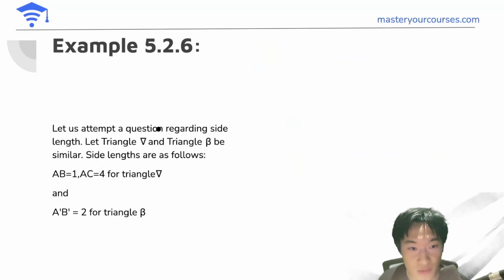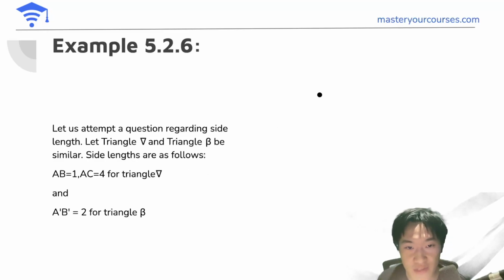Now, let us attempt a question regarding side length. Let triangle delta and triangle beta be similar. Side lengths are as follows. AB equals 1, AC equals 4 for triangle delta, and A prime B prime is equal to 2 for triangle beta. So we want to figure out what the length of A prime C prime is for triangle beta.